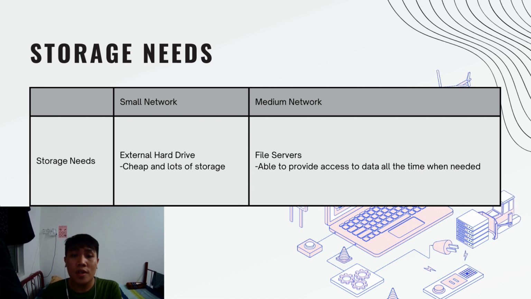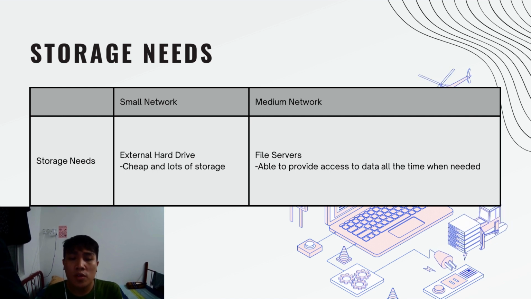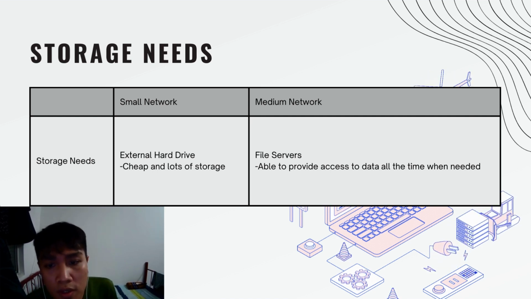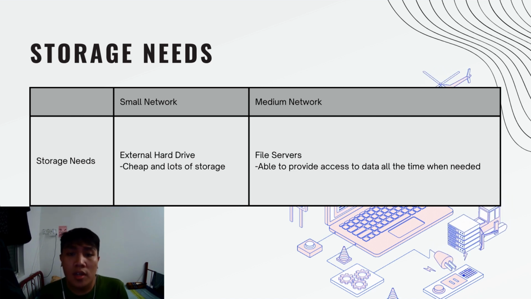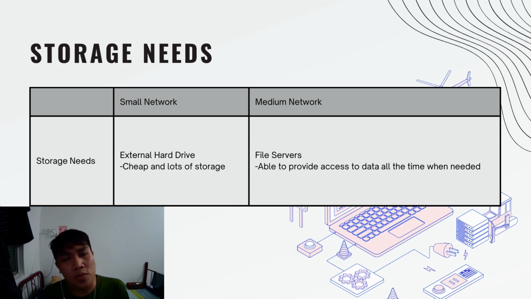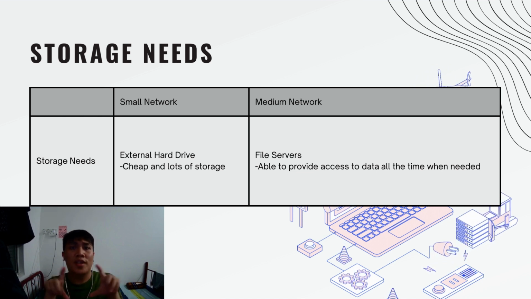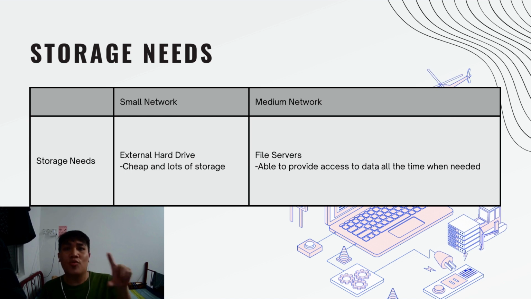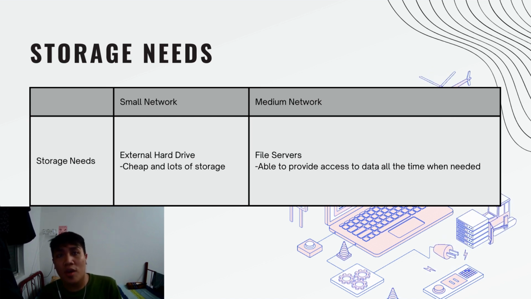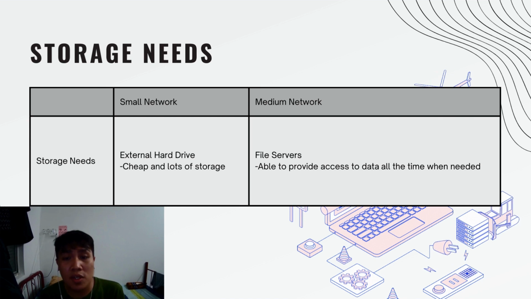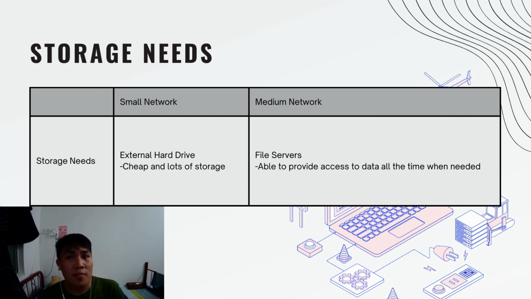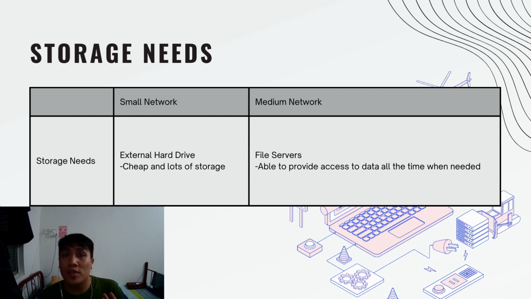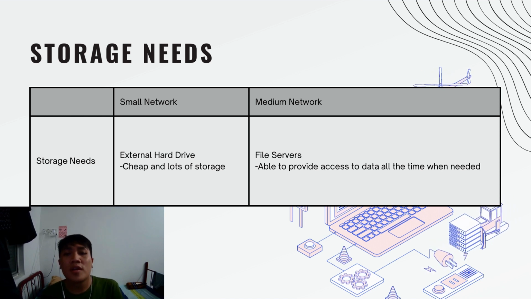Okay, so the next part is storage needs. For the small network, the storage need is an external hard drive. This is cheap and it has lots of storage. That's the reason. External hard drives come in many sizes nowadays. I have the traditional one, the cube one, and also one like a pen drive. Pen drives can go up to 1 terabyte nowadays and can also be used as an external hard drive. And then it's just used for backup, for emergency or private data you don't want lying around.